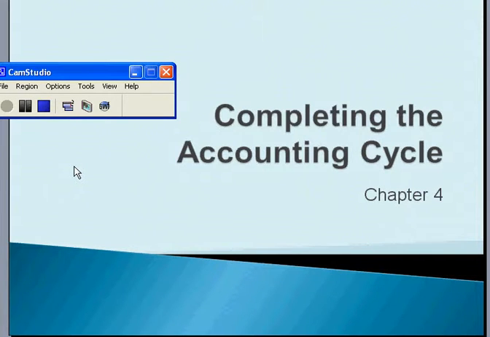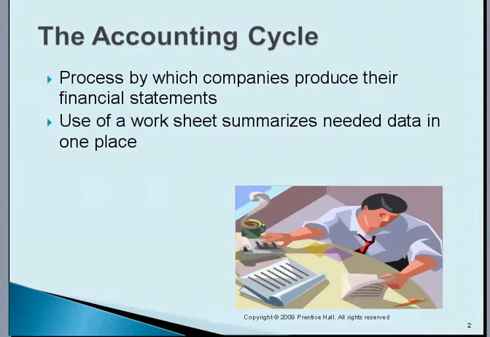Chapter 4, Completing the Accounting Cycle. In Chapter 4, what we're going to talk about is completing the accounting cycle. And the accounting cycle is the process by which most companies produce their financial statements. What a lot of accountants do is they use a worksheet, as we talked about at the end of Chapter 3, to summarize the needed data in one spot.